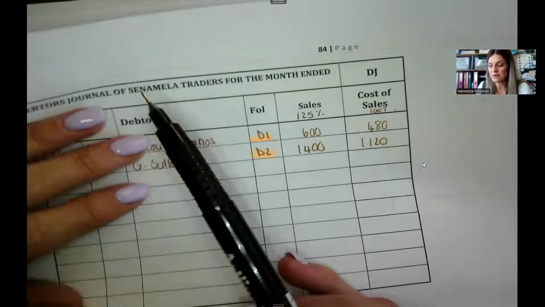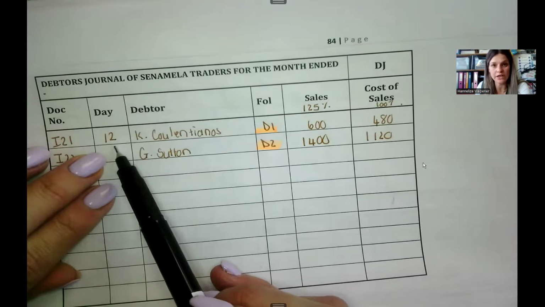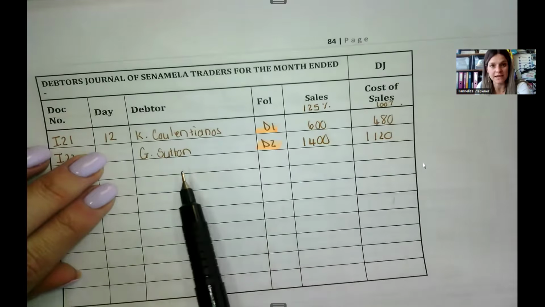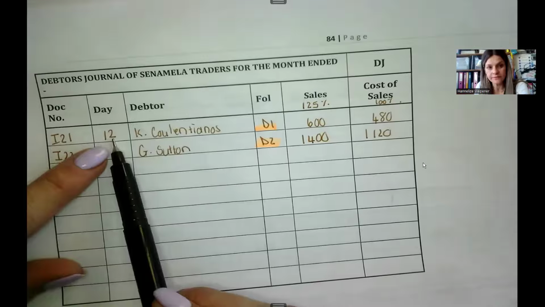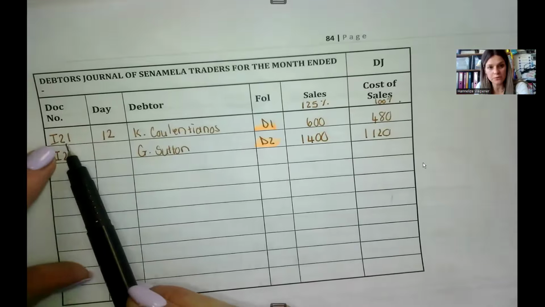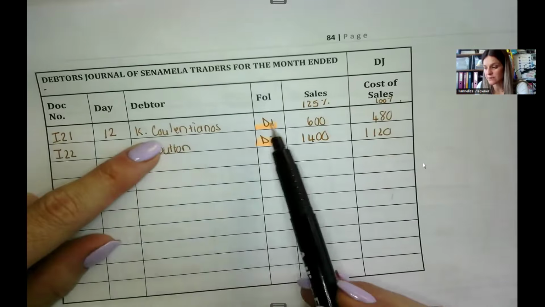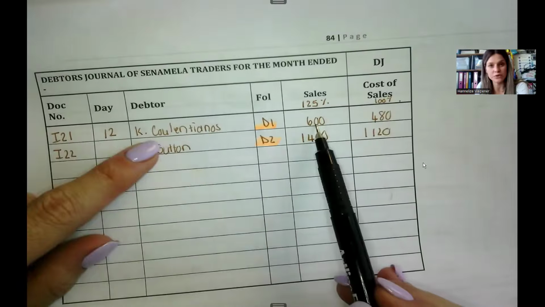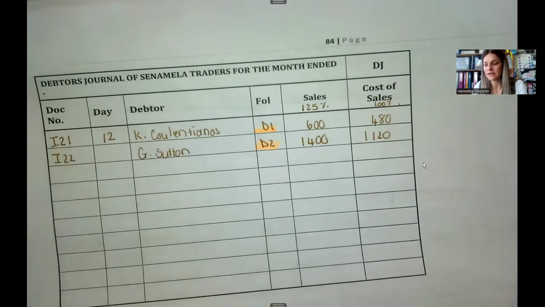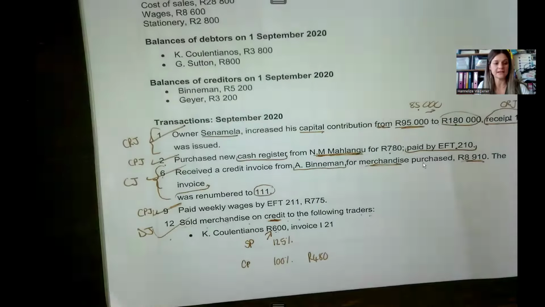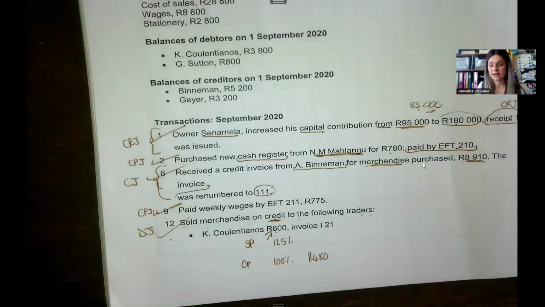In other words, you must now post whatever happened on the 12th to your debtors ledger. What happened is that on the 12th, you issued invoice 21 to debtor number 1, and he now owes you 600 Rand. So where did we get that from? Let's say they don't give you the journals. They only give you the transaction listing.